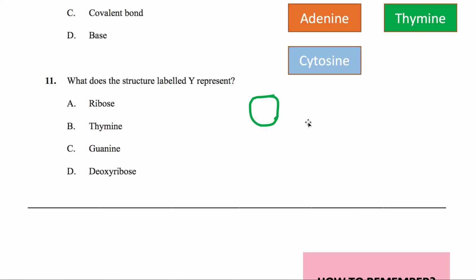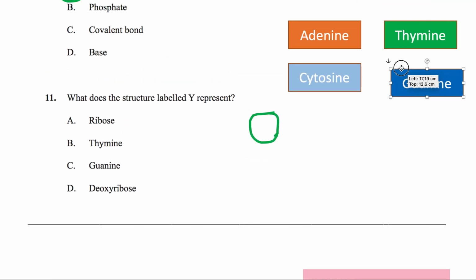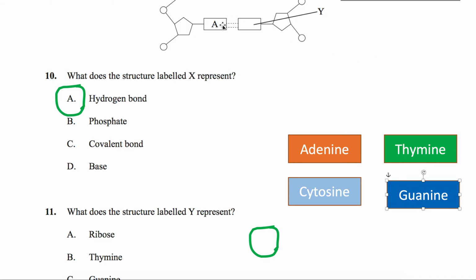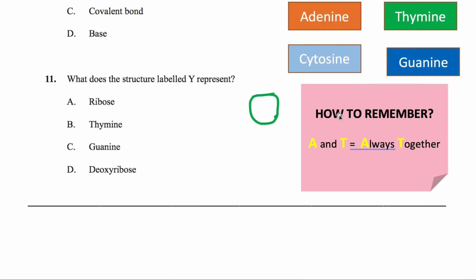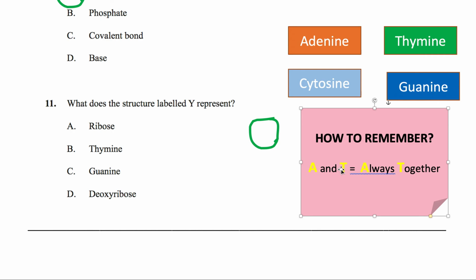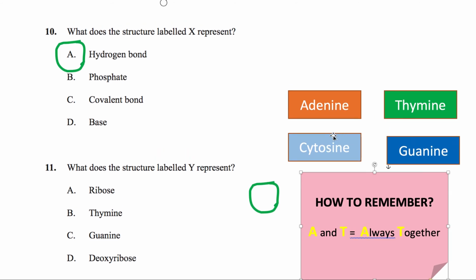Now, how on earth can you remember this? So I have a way of helping you to remember that. A with T and C with G always, and you can see this is A, so we already know it's thymine, because I just told you, but how can you remember that? A and T are always together. A, T, A, T. A and T are always together, and if you know adenine and thymine, A and T are always together, then you know the other two, because there are only 4 bases. Remember, only 4 bases in DNA, these 4. So if A and T are always together, then C and G must be together.